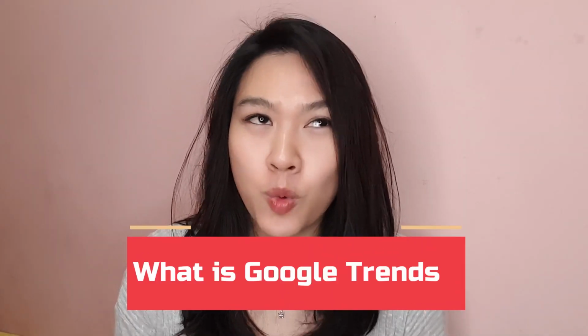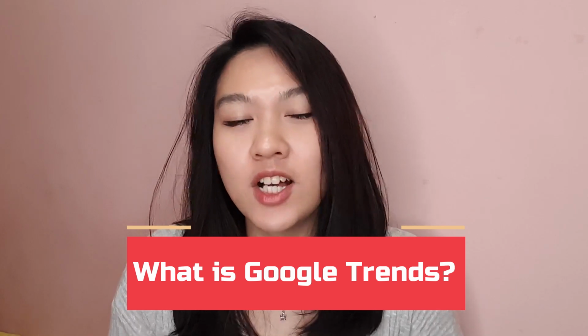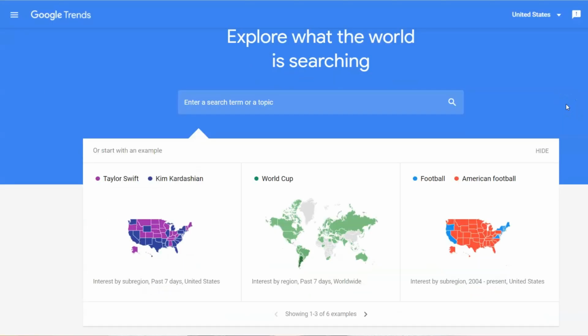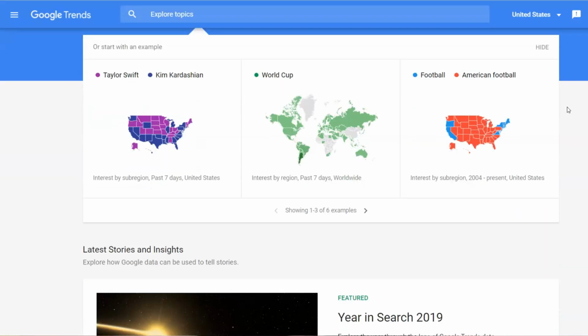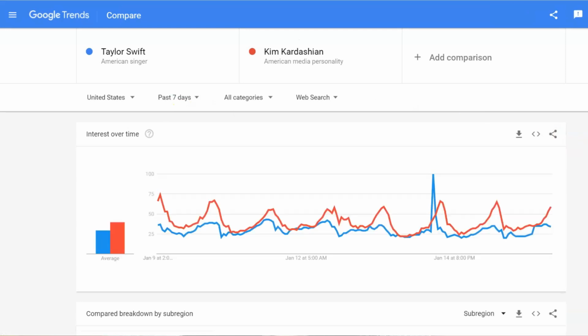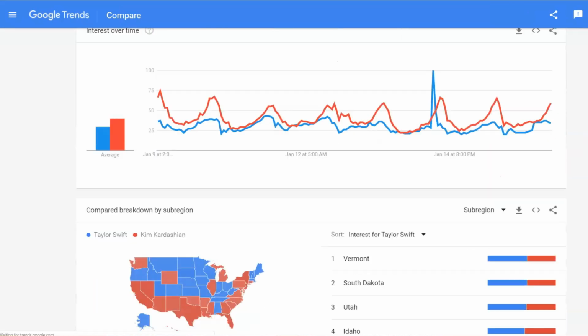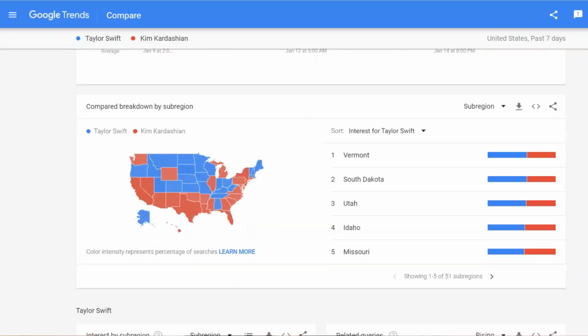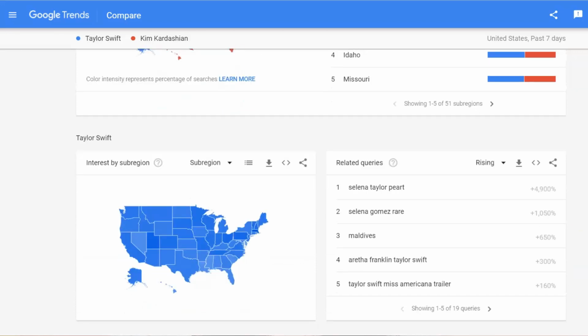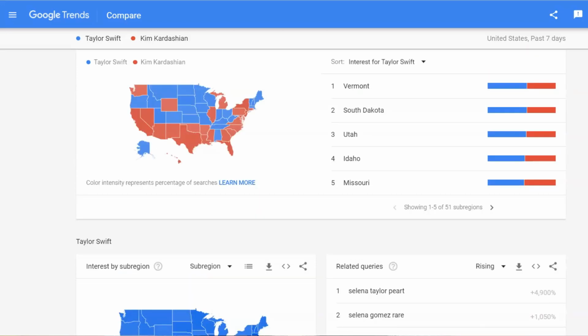So, what is Google Trends? Google Trends is a great way to understand what the world is searching for. It gives insight into what keyword searches are currently popular or were trending during a certain period of time on Google search. It also suggests related keywords that complement an original search query.